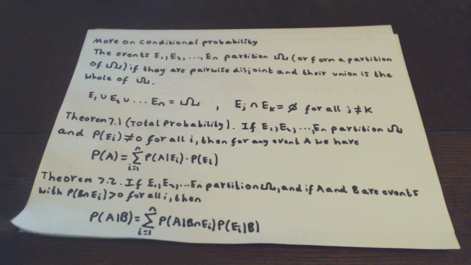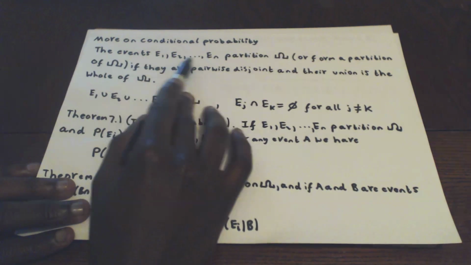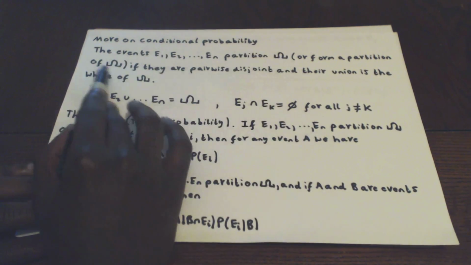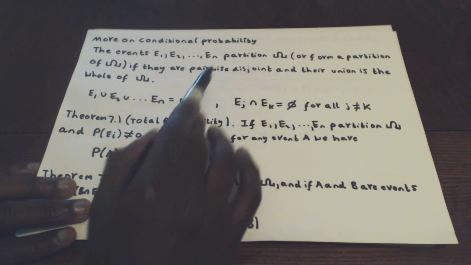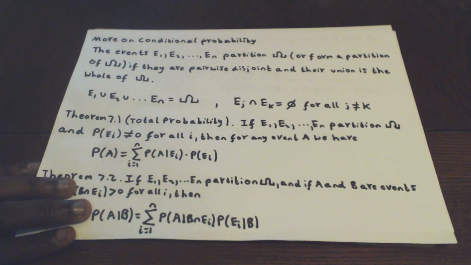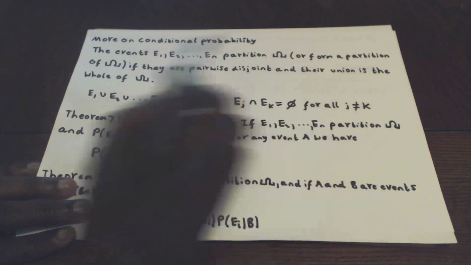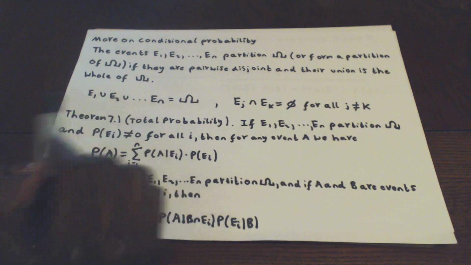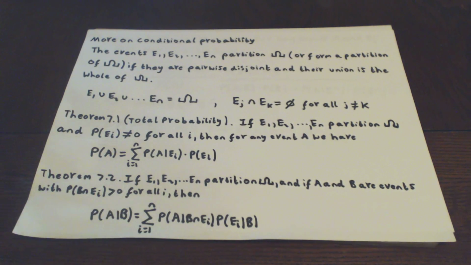So obviously, definition of partition: the events E1, E2 all the way to En partition the sample space, or form a partition, if they are pairwise disjoint, i.e. Ej intersection Ek is equal to the empty set for all j not equal to k, and the union is the whole of the sample space, i.e. E1 union E2 union all the way to En is the sample space.